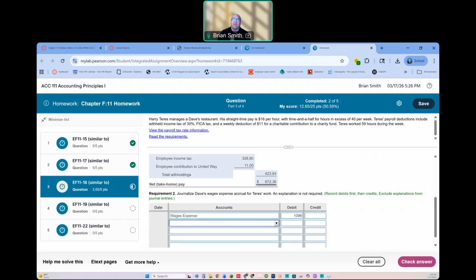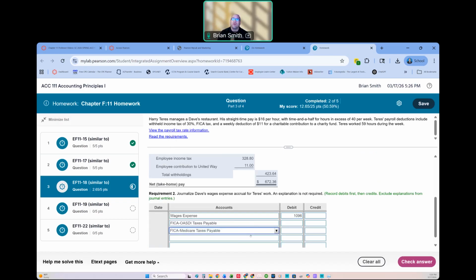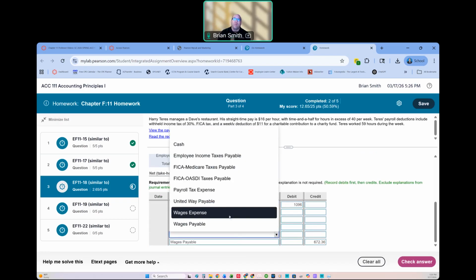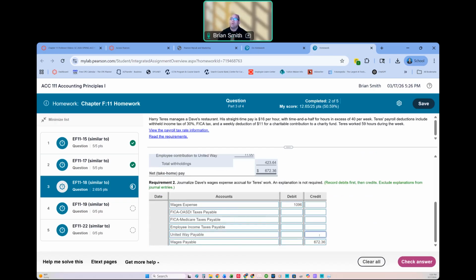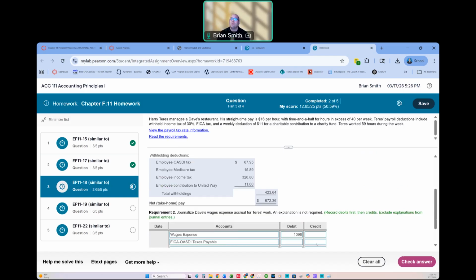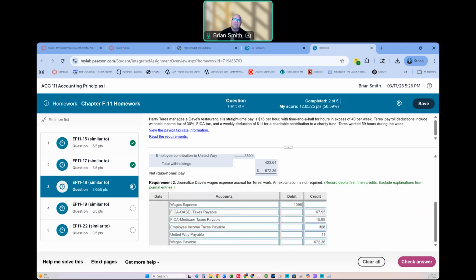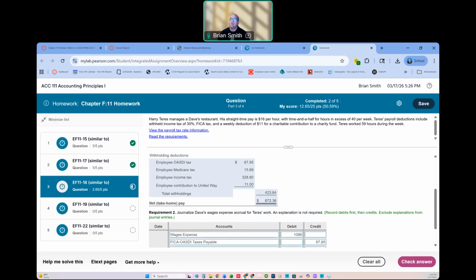So we're going to do the FICA payable, both of them, for Medicare and Social Security. We're going to do the employee tax payable and the United Way payable. I remember that one. That was a whopping $11. I shouldn't disparage. At least they're doing something, right? 67.95. I don't care. People can do whatever they want. 15.89, 328, 11.